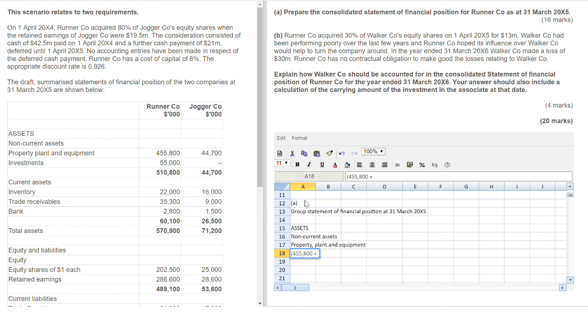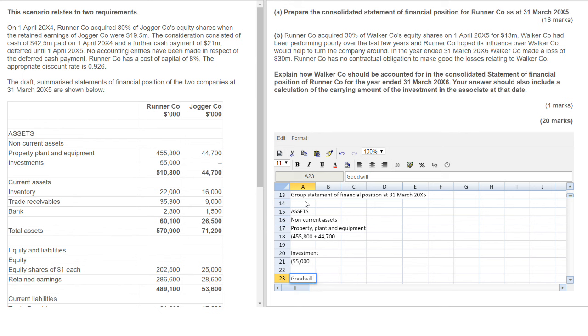45,800 plus 44,700, just taking 100% of P and 100% of S. I'll finish that calculation off a little bit later. There then is your investment. So again, we're going to eliminate any investment that the parent has in the subsidiary, and then any remaining investments are investments outside the group. So shall we leave them in place?